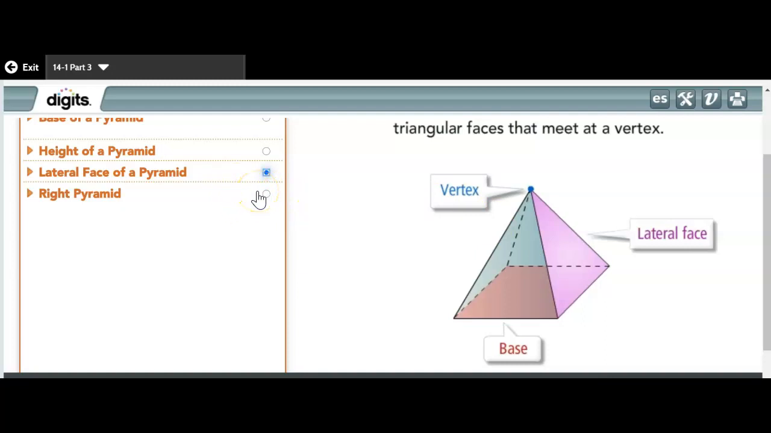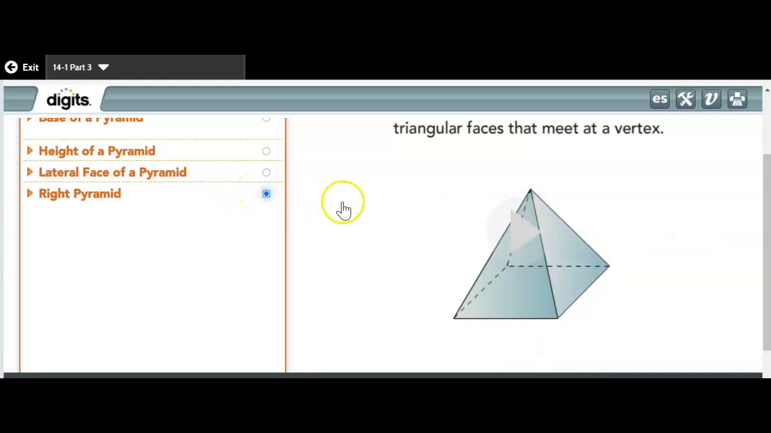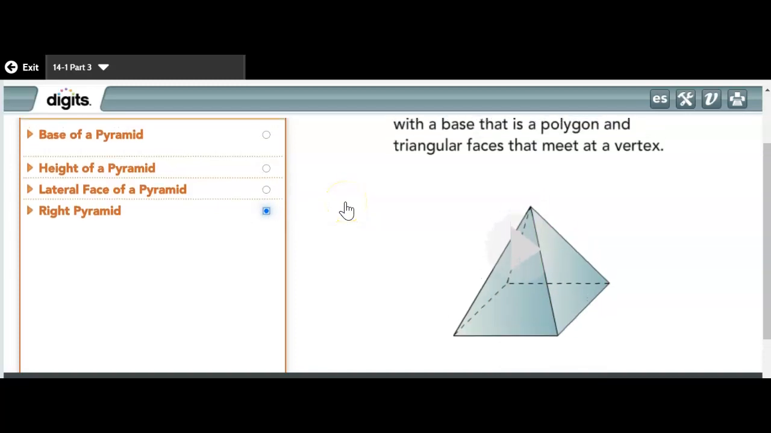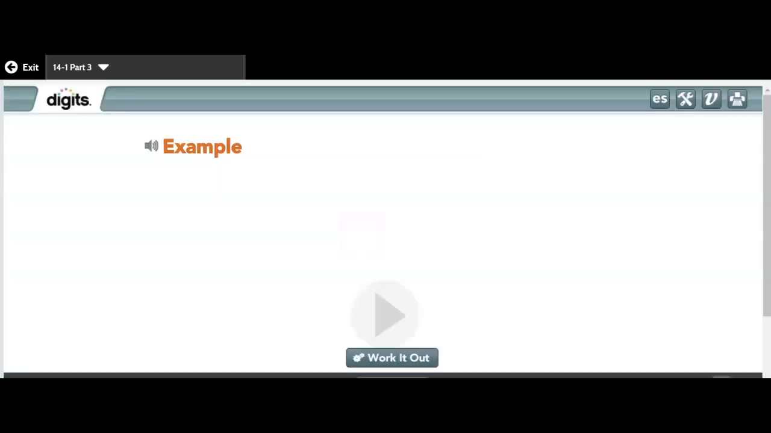Next, then we'll go over an example. A right pyramid. The segment that represents the height intersects the base at its center. So right pyramid, the segment that represents the height intersects the base at its center. So it's going to come straight down and meet in the middle of this square. Here's an example.